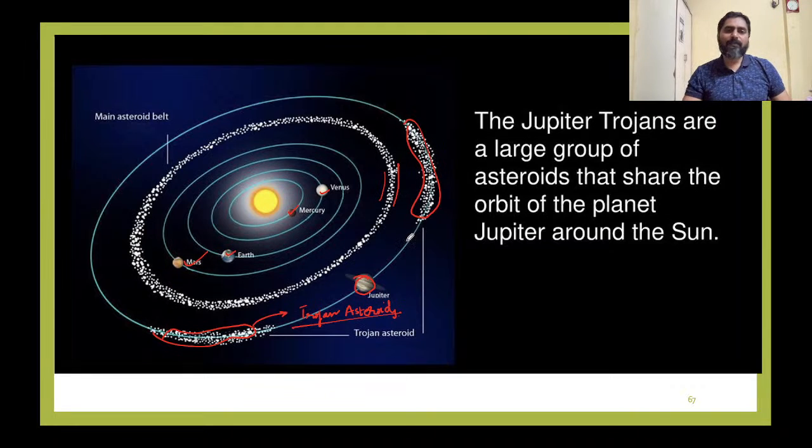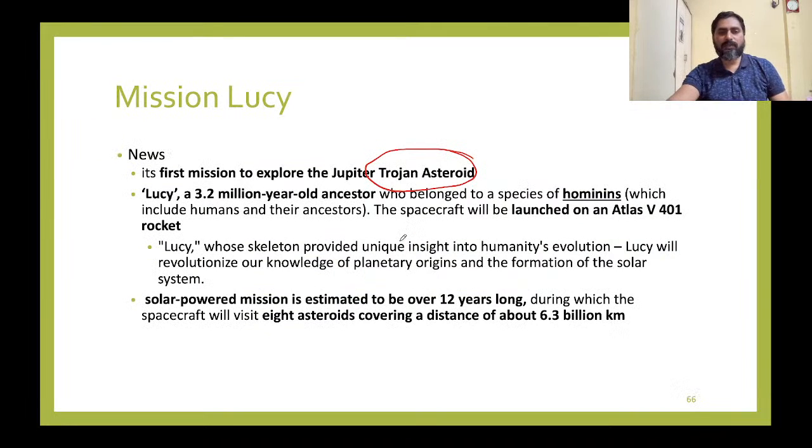Why are we so interested in Trojan asteroids? Why have we kept the name Lucy? Lucy was an ancient human ancestor. If you have read anthropology, Lucy is the ancient human ancestor from which we have evolved. The study of Lucy revealed how humans have evolved. We get an idea about the evolution of living organisms because of Lucy.